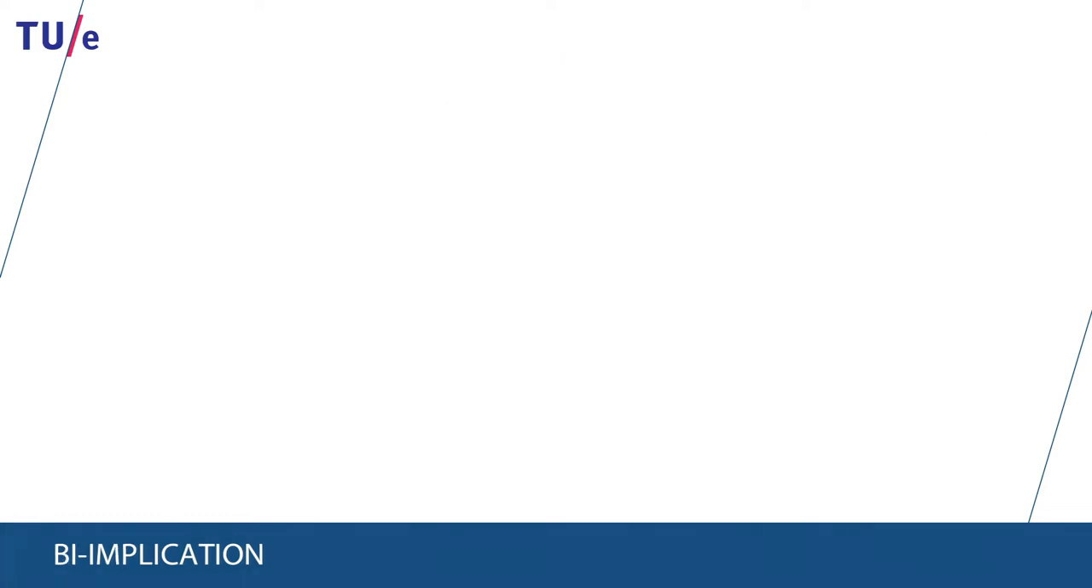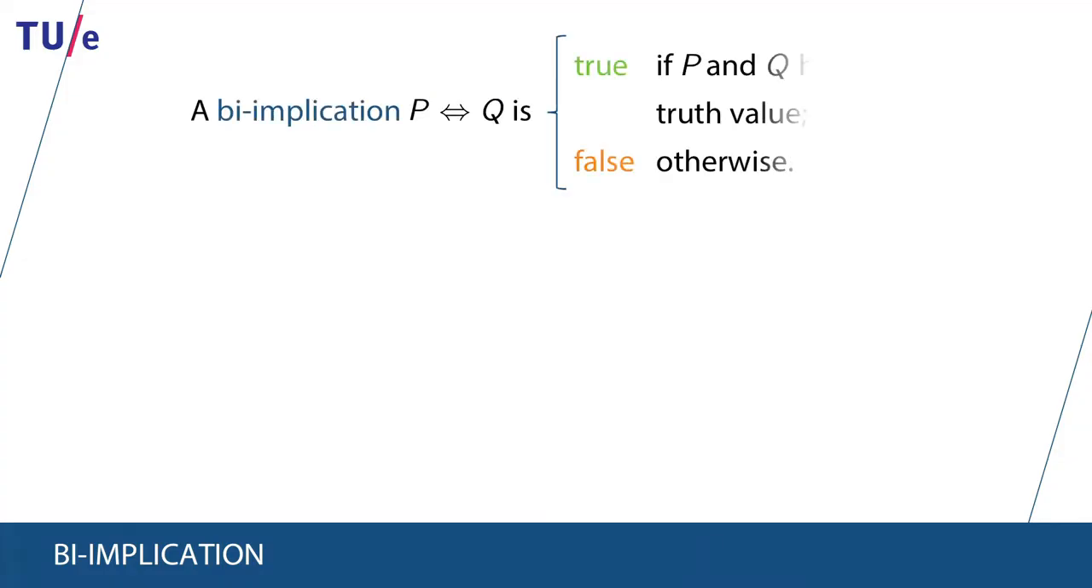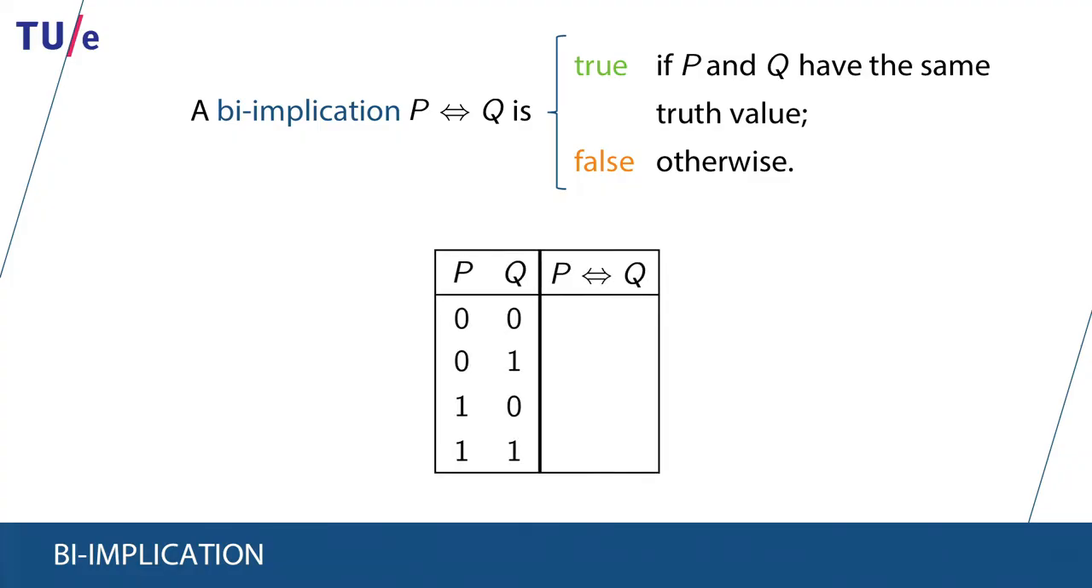The last propositional connective we should consider is biimplication. P biimplication Q is true if P and Q have the same truth value. The truth table for biimplication is straightforward. If P and Q have the same truth value, both false or both true, then P biimplication Q returns true. If P and Q have different truth values, one of them true and the other false, then P biimplication Q returns false.